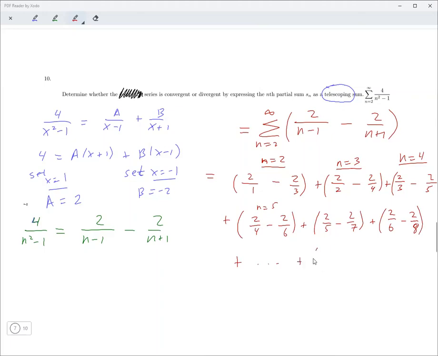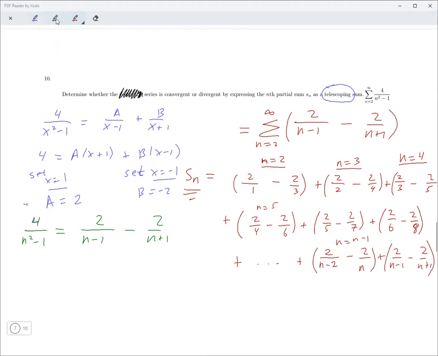If I keep on going on up to, let's say, the nth term. So here's n equals n. So I'll go n equals n minus 1 first. So then I get 2 over n minus 2 minus 2 over n, and then 2 over n minus 1 minus 2 over n plus 1. That's the nth partial sum, okay?